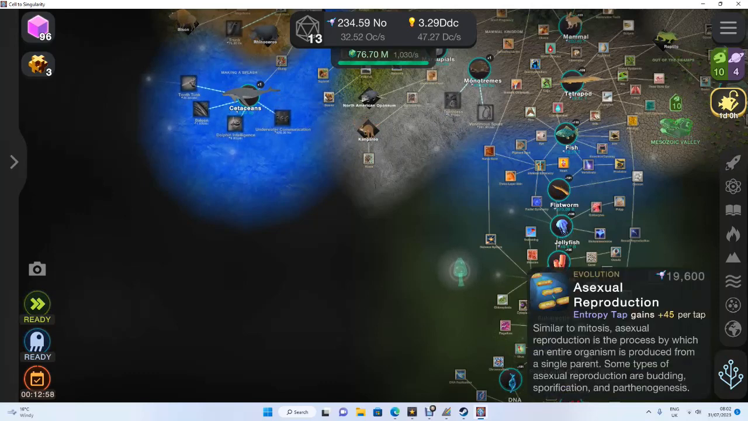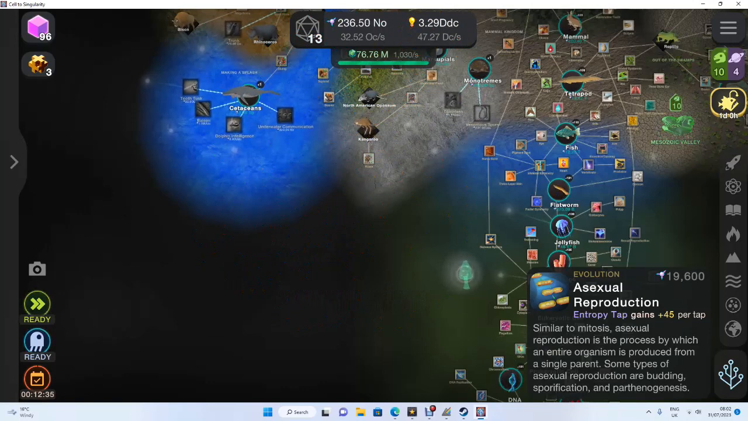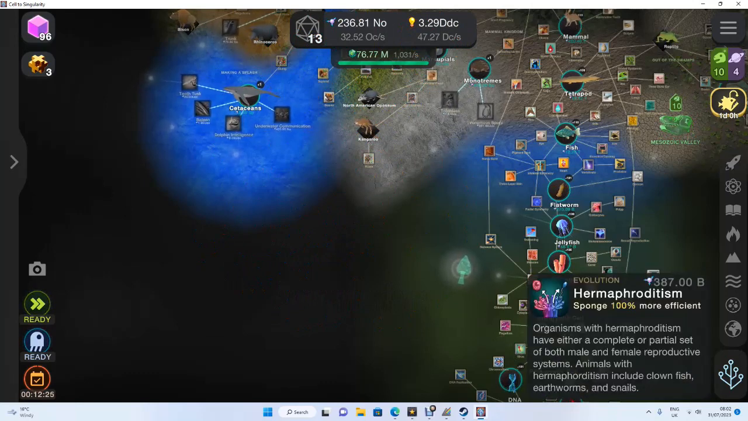Asexual reproduction. Similar to mitosis, asexual reproduction is the process by which an entire organism is produced from a single parent. Some types of asexual reproduction are budding, sporification, and parthenogenesis. Are you saying spores, like of plants, the smell of them? That's just sperm. We're just sniffing their... ew.